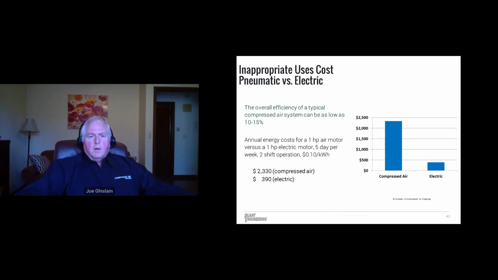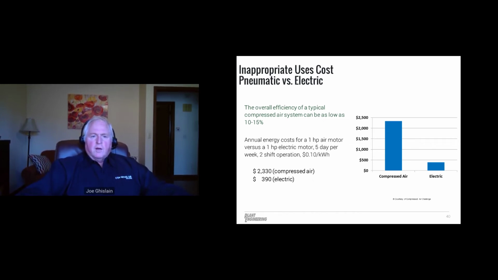So why do we really care about pneumatic versus electric and switching over? It's really about cost. We talked about compressed air efficiency being 10 to 15% efficient. So when I'm running a 1 horsepower compressed air motor versus a 1 horsepower electric motor, because of the efficiency, the compressed air is costing me $2,330 to run. That same electric motor would cost me $390. So again, it's key to understand whether you need it.